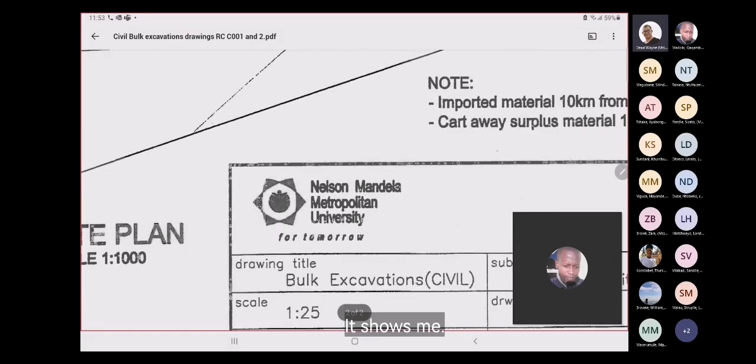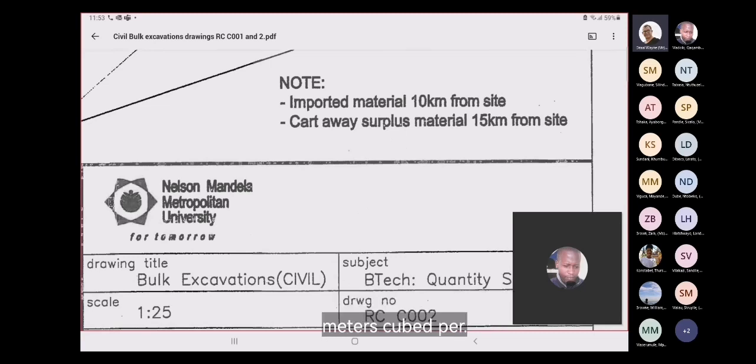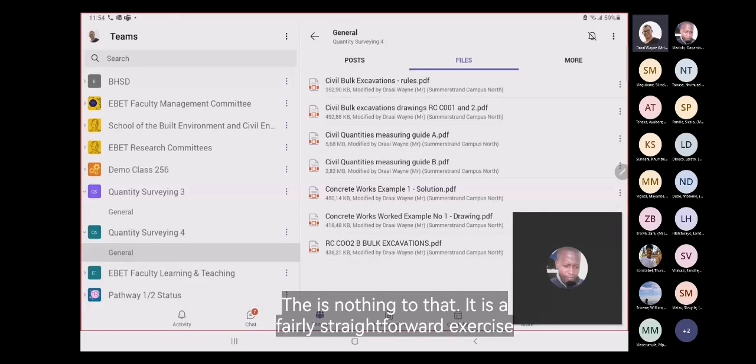It shows me that we will be carting away surplus material 15 kilometers from site, and that total would then be given to us in meters cubed per kilometer. So doing bulk excavation, there is nothing to that. It is a fairly straightforward exercise. The only difference is that we are now not using the same levels that we found to be used in my other sections.